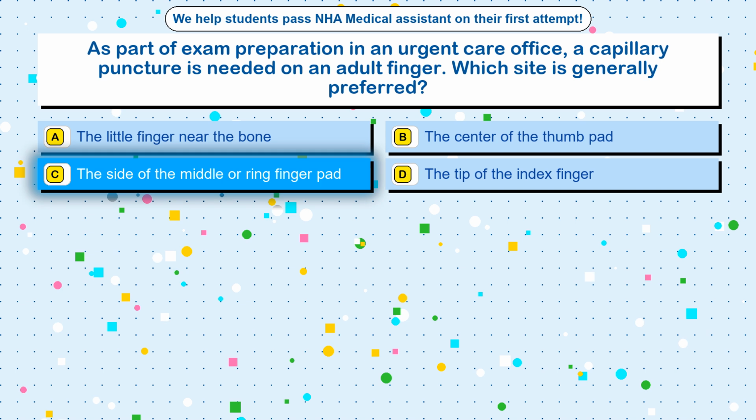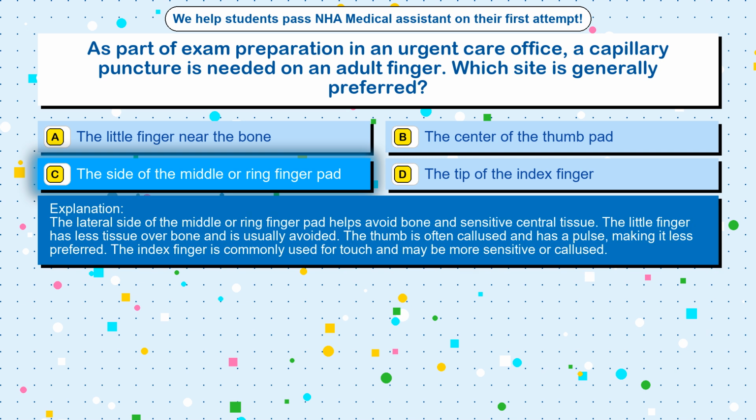The correct answer is option C, the side of the middle or ring finger pad. The lateral side of the middle or ring finger pad helps avoid bone and sensitive central tissue. The little finger has less tissue over bone and is usually avoided. The thumb is often calloused and has a pulse, making it less preferred. The index finger is commonly used for touch and may be more sensitive or calloused.